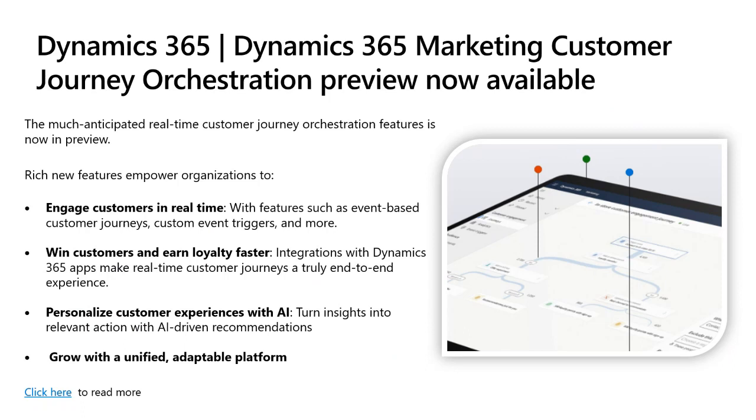So in May, the real-time customer journey orchestration feature went into preview. That feature provides a set of new capabilities, such as engaging customers in real time, which allows you to win customers and earn loyalty faster, personalizing experiences with AI, and growing with a unified and adaptable platform. All that's available now within Marketing for real-time customer journey orchestration. So if you're already using Marketing, take a look at that. It adds quite a few new features.